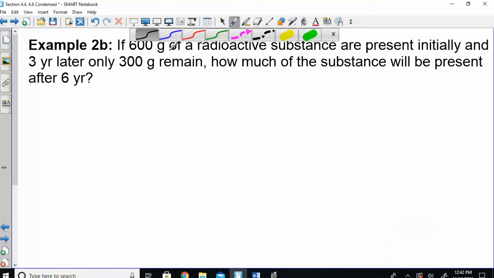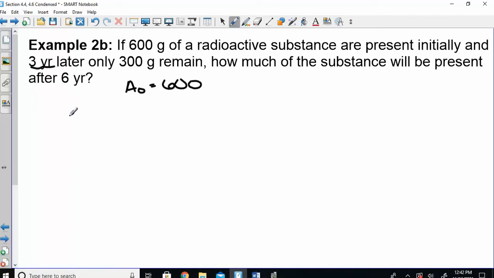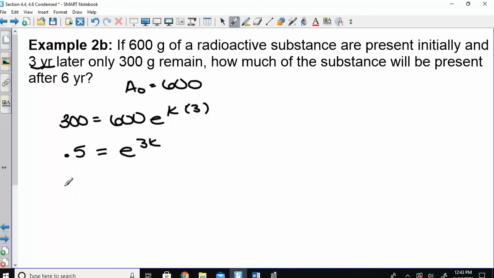So we have 600 grams present initially, so that's your A sub 0. After 3 years, 300 grams remain. Sometimes that 3 years is referred to as the half-life. It's just how long it takes until you have half of what you started with. So if we plug this stuff in, my amount is 300 equals my beginning amount, 600, e to the k times t, which was 3 here. So if you divide, you get 0.5 equals e to the 3k.